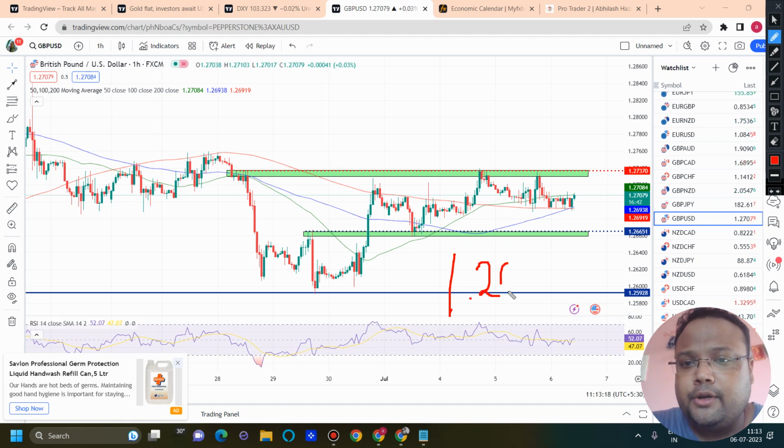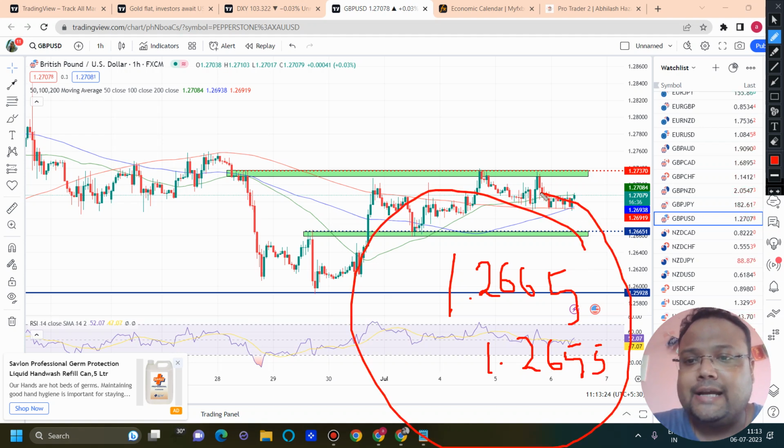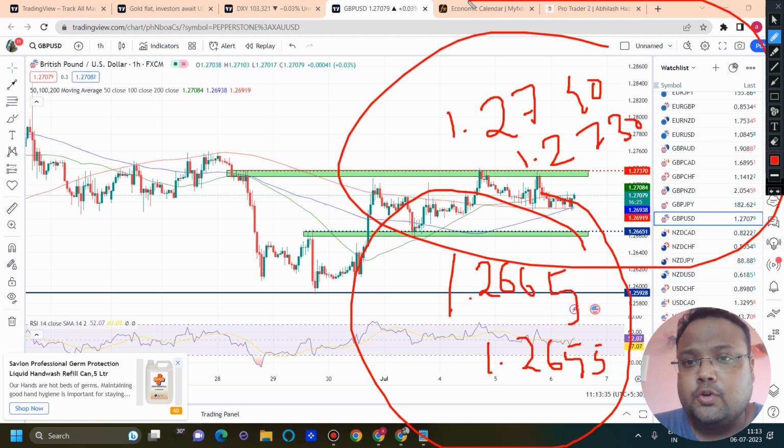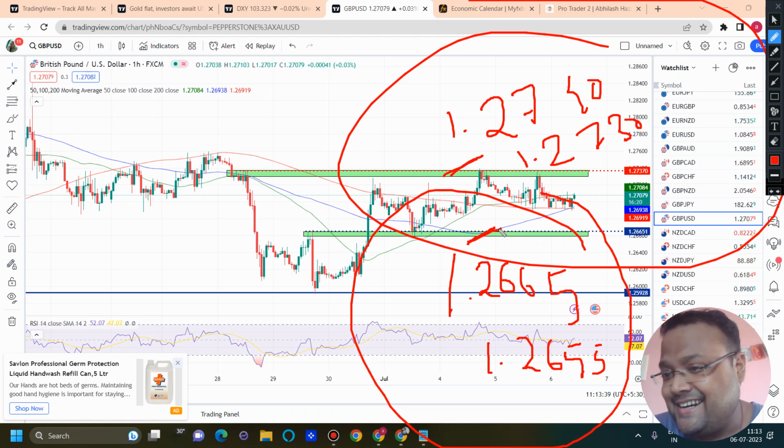We have 1.2665 to 1.2655 at the bottom, which is also acting as a support for the market. On the other hand, we have 1.2740 to 1.2730 as the resistance for the market. So sellers are present here, buyers are present here, and right now the market is stuck in the middle.